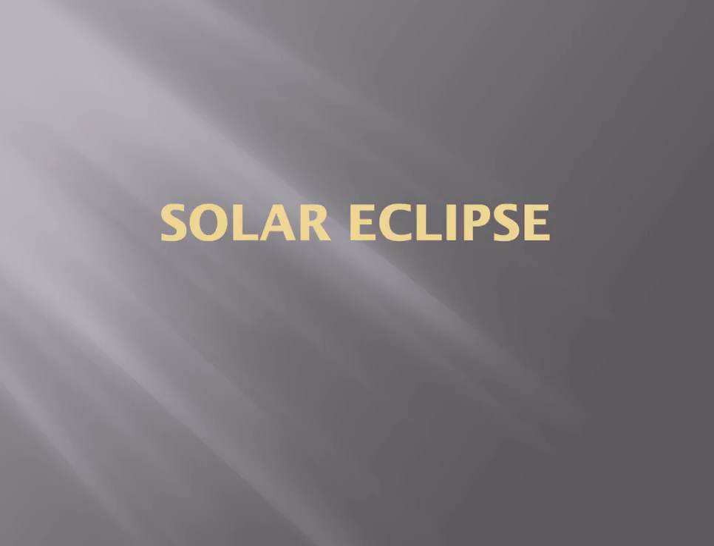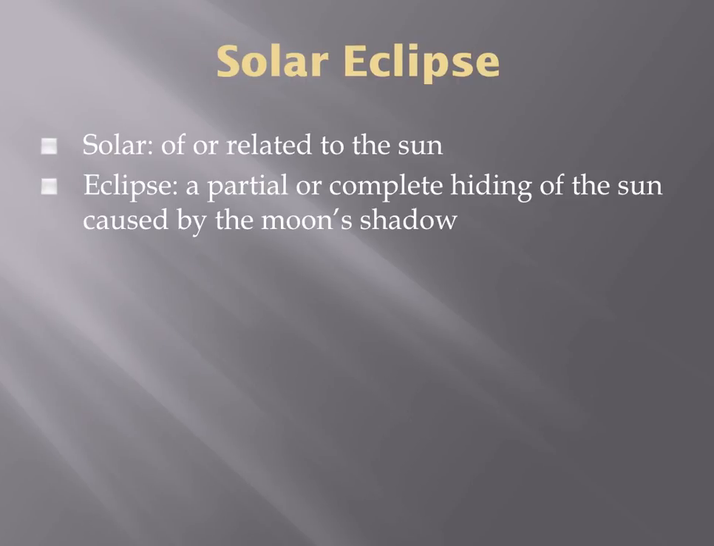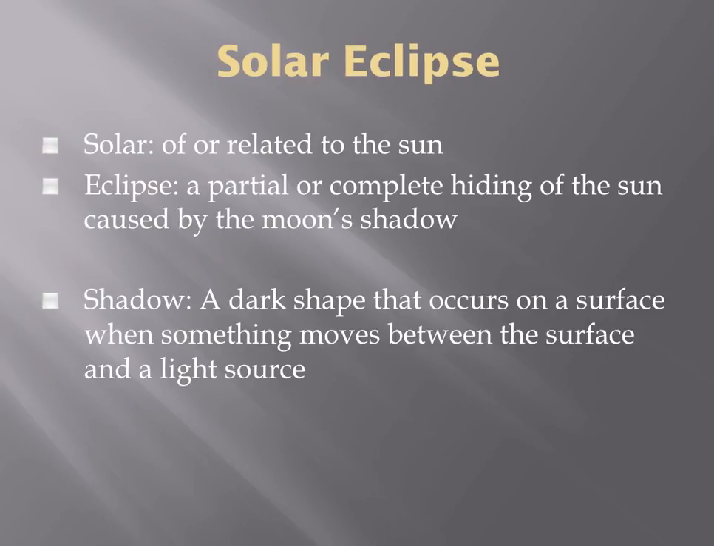Solar eclipses. Solar eclipses are solar, meaning related to the sun, an eclipse, a partial or complete hiding of the sun caused by the moon's shadow. So the moon is going to cover up the sun for a short period of time during a solar eclipse.